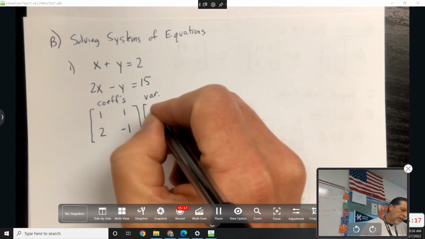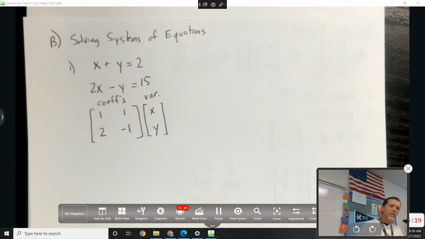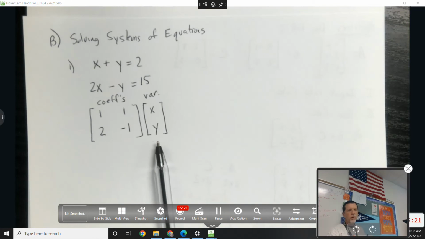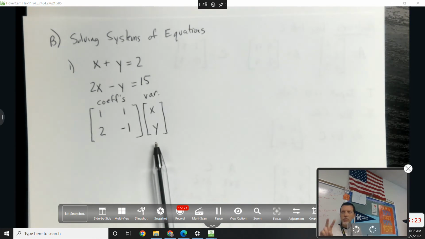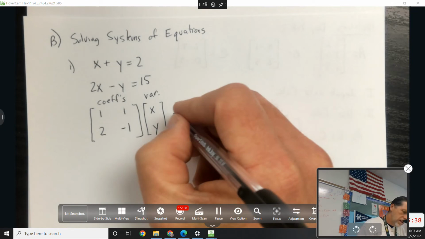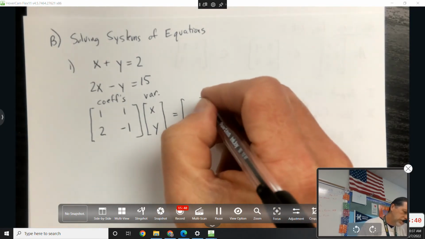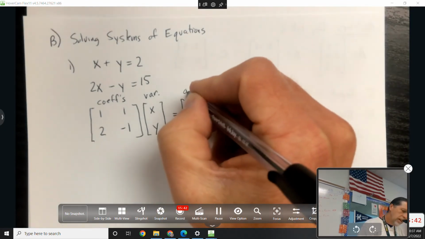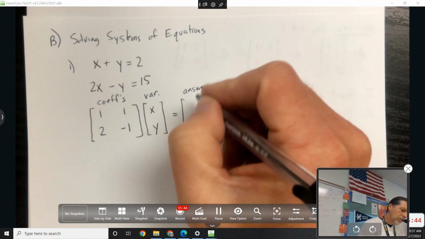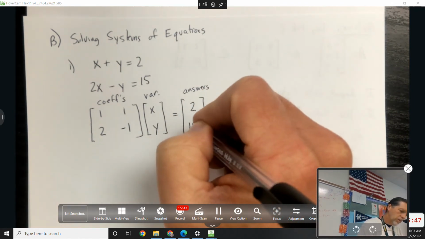Then we have a variable matrix. So this is a little bit weird. It's one matrix, but it has two values in it. So both variables are in the variable matrix. So when we get an answer, we'll get both answers at once, because we're going to get an answer for this matrix, but it will include x and y. And then that equals, there's got to be a better name than the answers over here, but 2 and 15.